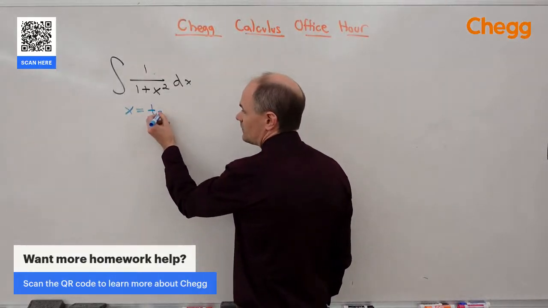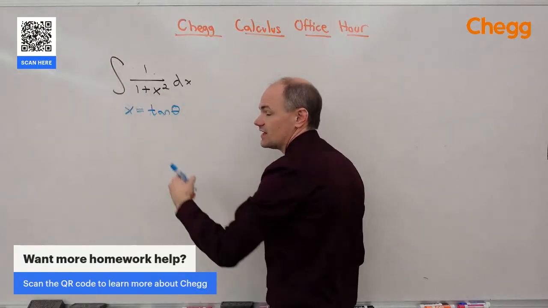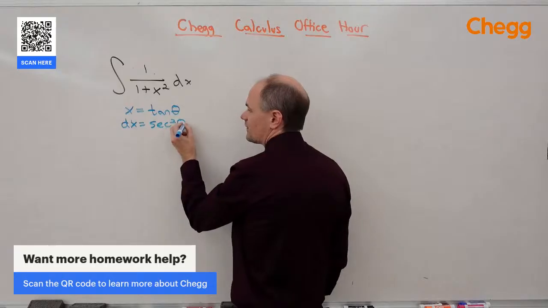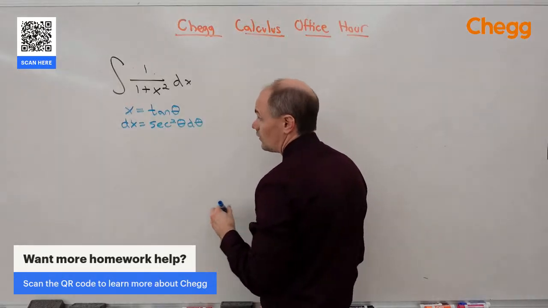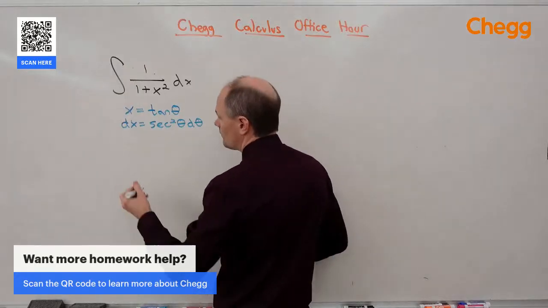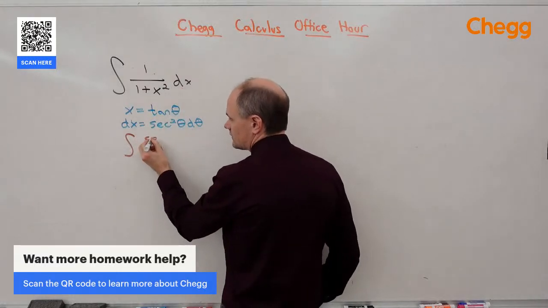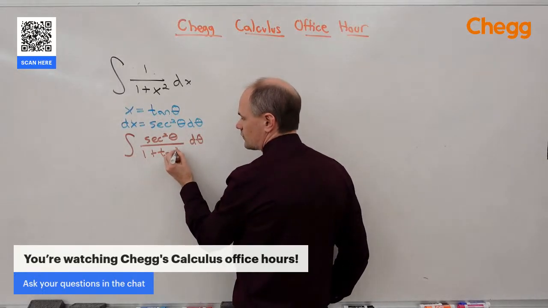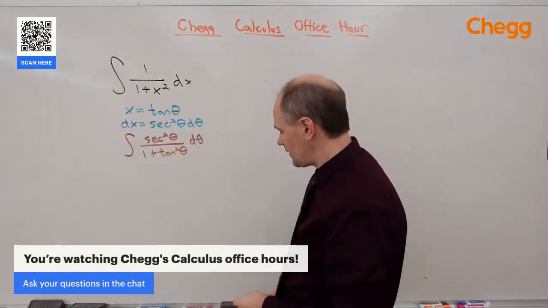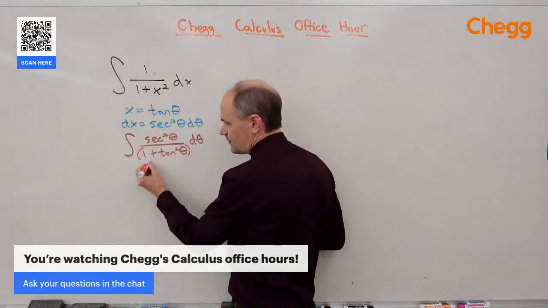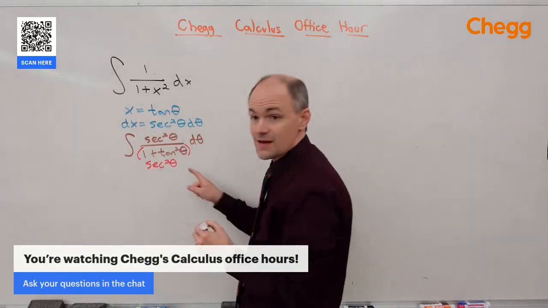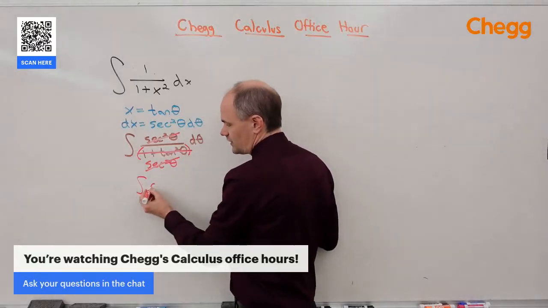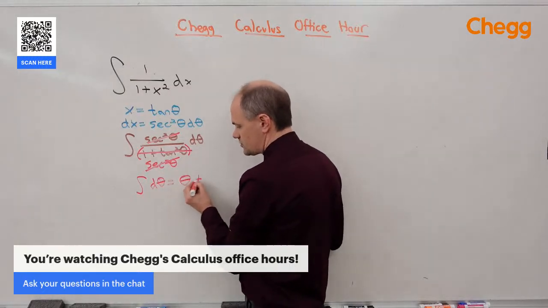The idea of trig substitution is I can make a trig ratio that's going to make this part into a trig identity. So if x was tangent of theta, dx then becomes secant squared theta d theta. Okay, so when I make that substitution, the problem is going to become the integral of secant squared theta d theta over 1 plus tangent squared of theta. Well, the nice part about 1 plus tangent squared is it can be replaced with secant squared. That's that Pythagorean identity. So secant squared over secant squared reduces out. So really, I'm just integrating d theta, which is just theta plus c.